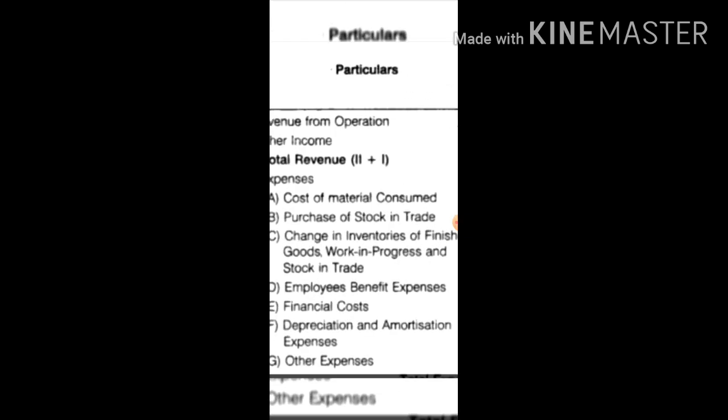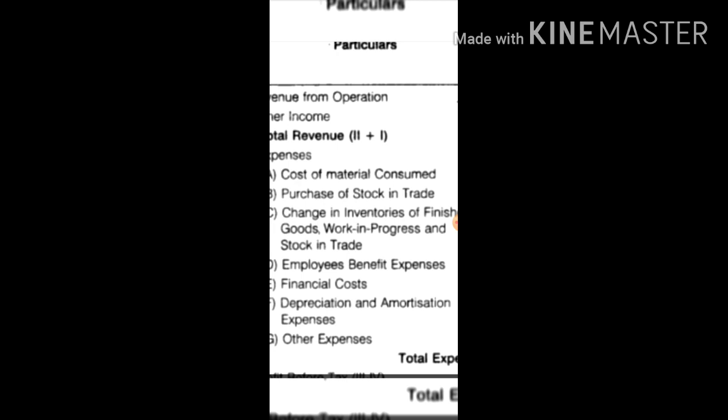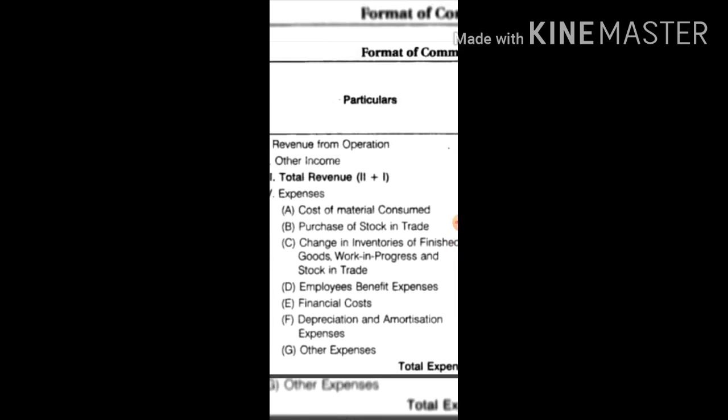Then expenses: cost of materials consumed, purchase of stock in trade, changes in inventories of finished goods, work in progress and stock in trade, employee benefit expenses, finance cost, depreciation and amortization expenses, other expenses. All these expenses total we call total expenses. Then each and every individual item we mention in the amount column and convert into percentage. With one example I will show you how to prepare this, then you can easily understand.